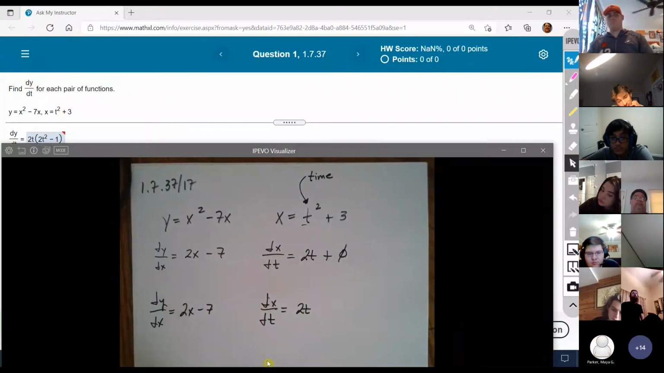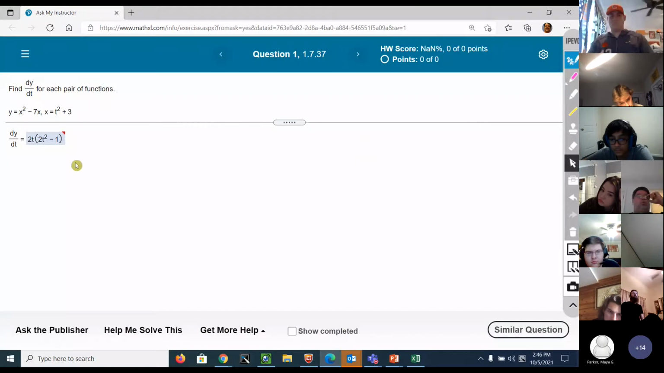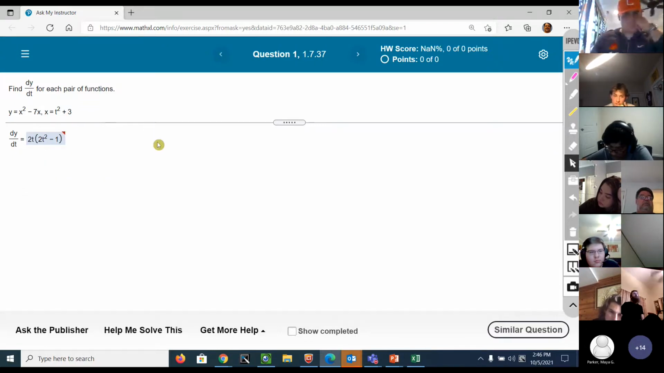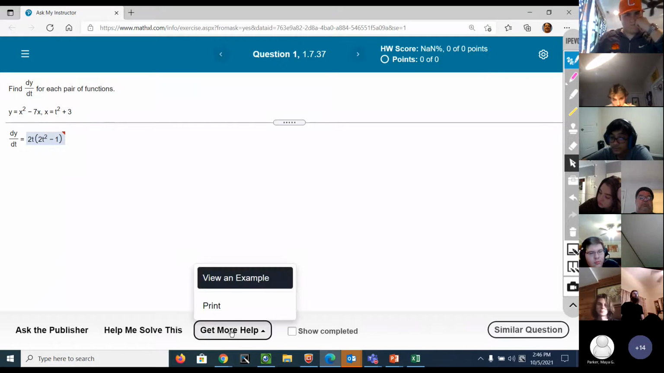I don't know what they're doing unless they're taking that t and plugging it into that. I've never seen this question before. But that looks like what they're doing. Doesn't it say find the derivative for each pair of the functions? But that looks like they're plugging and chugging. I have no idea what they're doing. Let's see what they're doing.